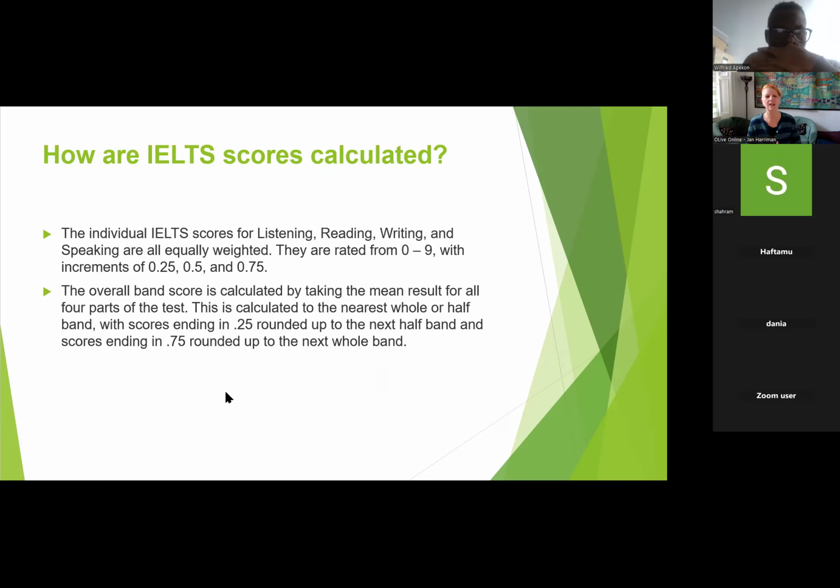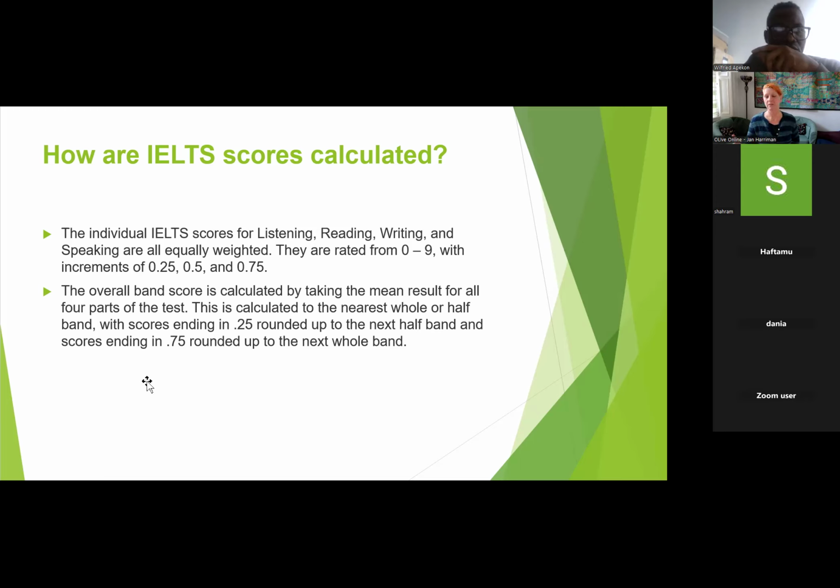The scores are calculated within each section, and then you get an overall average. So they do use simple averaging to come up with the numbers. The overall band score is calculated by taking the mean result for all 4 parts of the test, and it's calculated to the nearest whole or half band. Scores ending in 0.25 are rounded up to the next half band level, and scores ending in 0.75 are rounded up to the next whole band level.